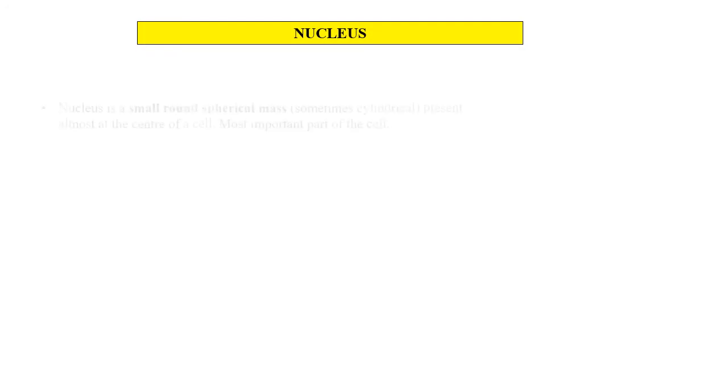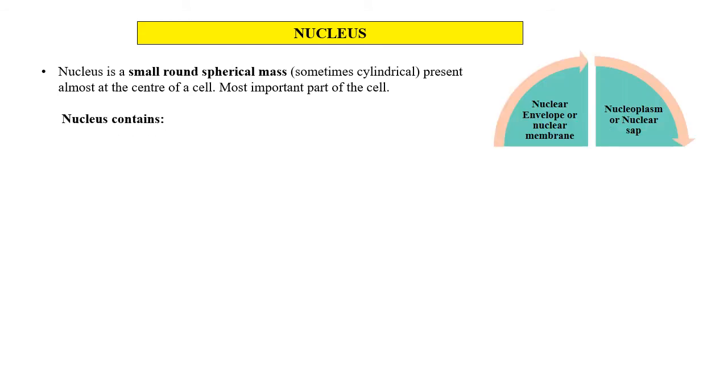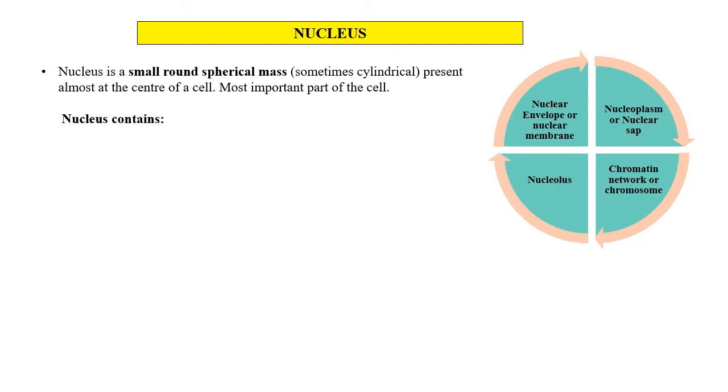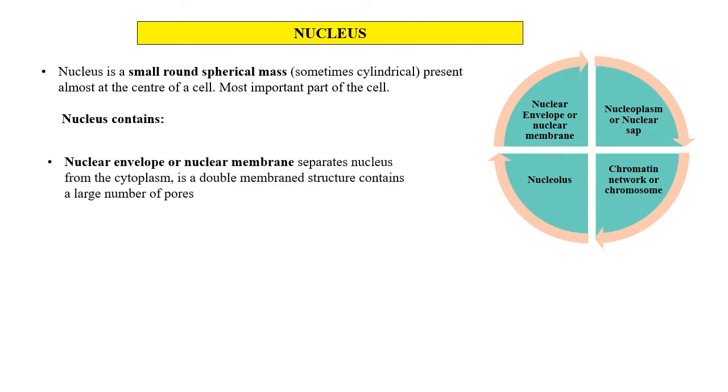Nucleus. Nucleus is a small round spherical mass, sometimes cylindrical, present almost at the center of a cell. It is the most important part of the cell. The nucleus contains nuclear envelope or nuclear membrane, nucleoplasm or nuclear sap, chromatin network or chromosomes, and nucleolus. Nuclear envelope or nuclear membrane separates the nucleus from cytoplasm.